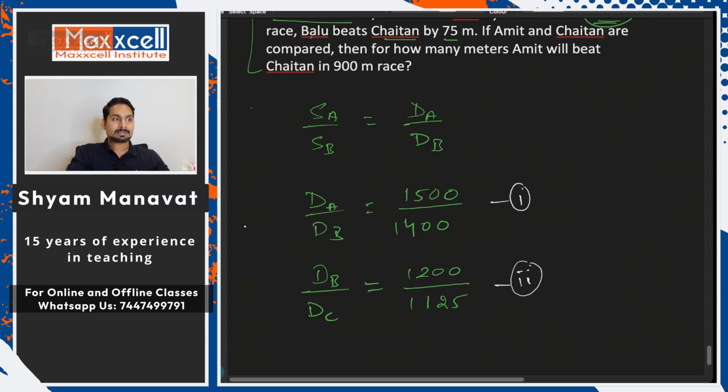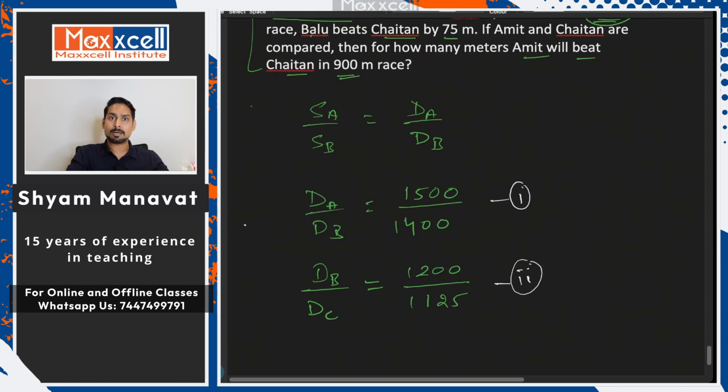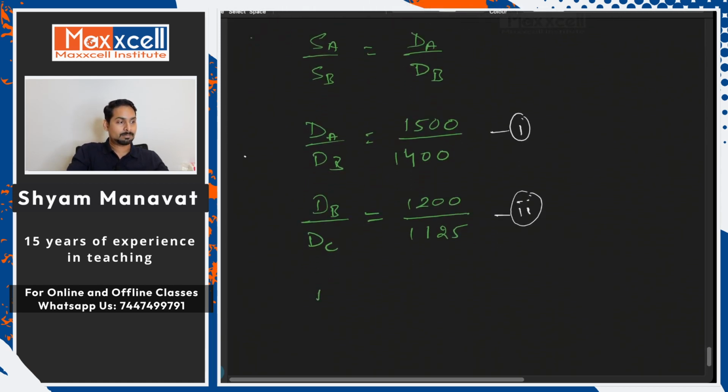Then how many meters Amit beats Chaitan in 900 meter race? So let's see how much distance Chaitan is going to cover in 900 meter race. So I will say A is going to cover the entire 900 meters. Can you tell me why? Absolutely right, because A is faster. So A is going to reach the finish line, and Chaitan will be still a few meters behind. That's what we need to find out. So let's find out the distance covered by Chaitan first. Okay.